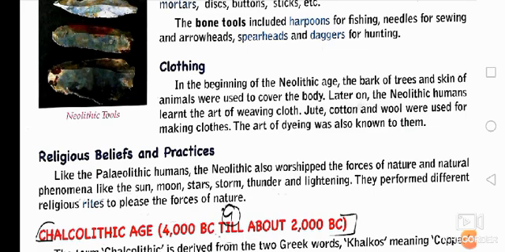Next, religious beliefs and practices. Like the Paleolithic humans, the Neolithic humans also worshipped the forces of nature and natural phenomena like the sun, moon, stars, storm, thunder, and lightning. They performed different religious rites to please the forces of nature. Rites means a religious ceremony or act.